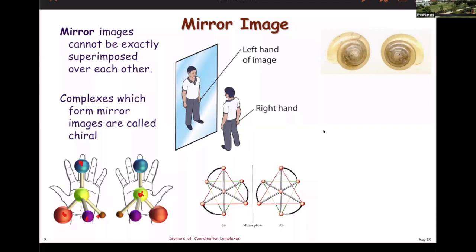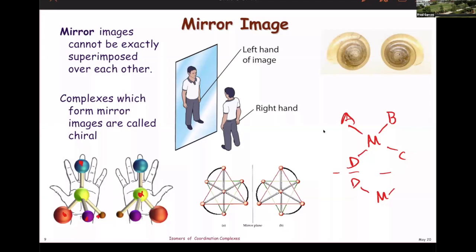On the other hand, if you have a square planar geometry, let's say I have this metal in the center and I have these four atoms different, they are not optical isomers because I can do this. I'll make the mirror image of this guy. This is my mirror.